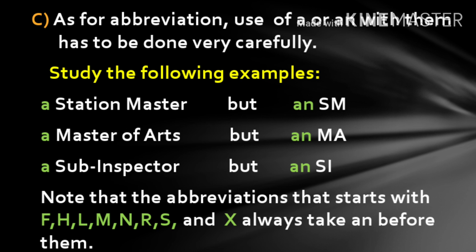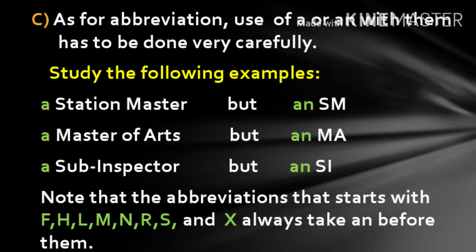Pay attention to the sound of these alphabets very carefully. The first alphabet is F. When I say F, if I say it very slowly, you can hear the sound of A, F. Similarly for H, L, M, N, R, S and X. If you pay attention very closely to these sounds, you will hear a sound of vowel. So that is the reason why we should put an when this is in the abbreviation form. I will give you an example.